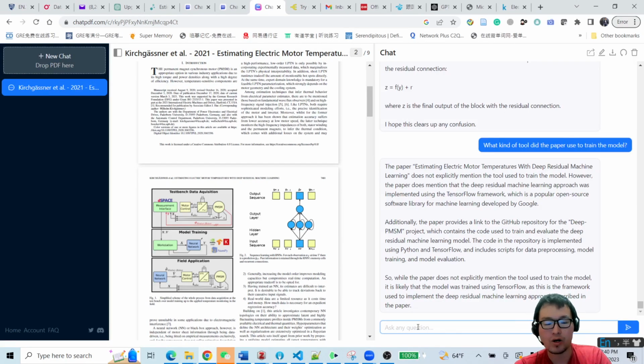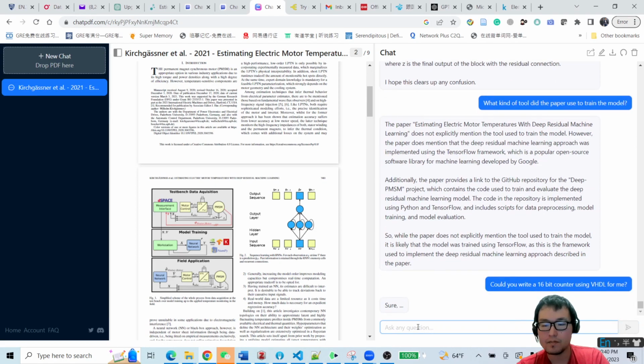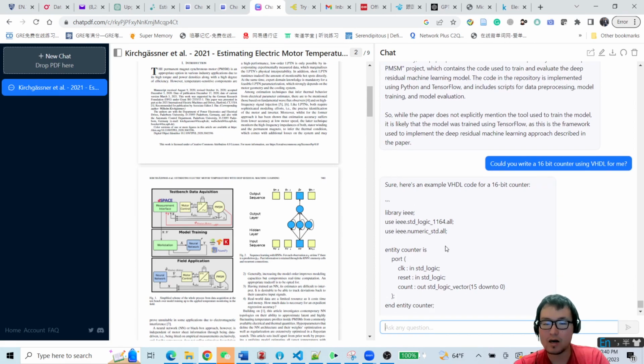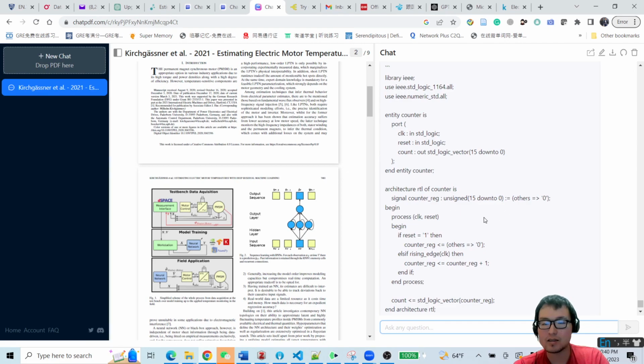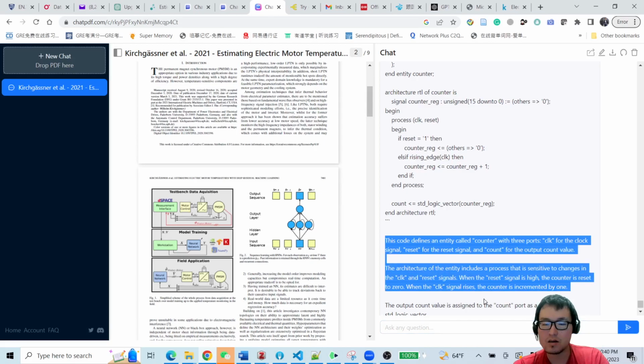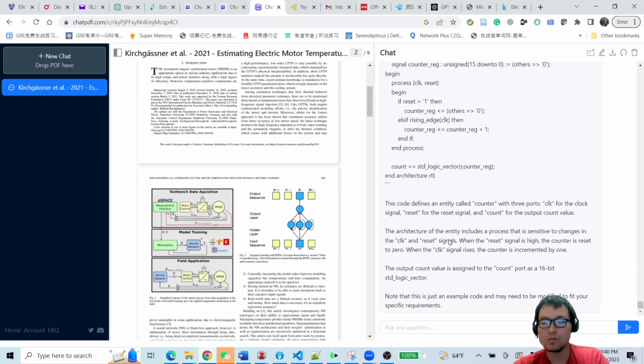Let's say I'm at work and I need to write a 16-bit counter using Verilog. You would ask, could you write a 16-bit counter using, let's make it harder, VHDL for me. So it would write you VHDL code that actually realizes this 16-bit counter, right? It even explained to you a little bit of the syntax and logic.